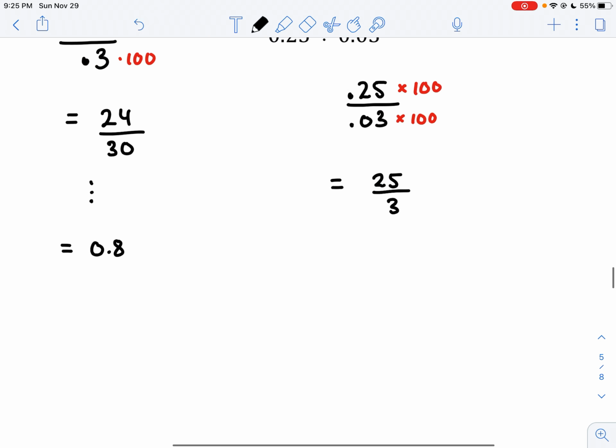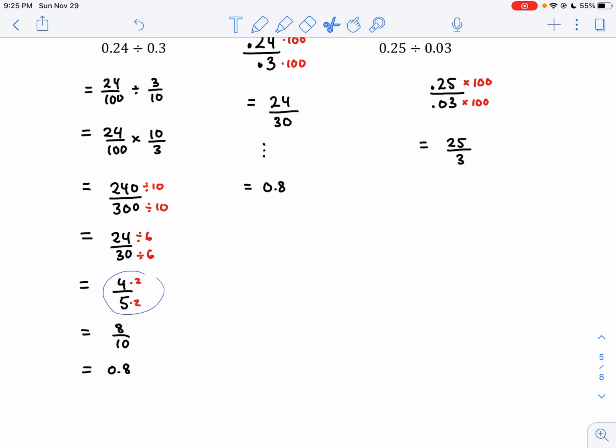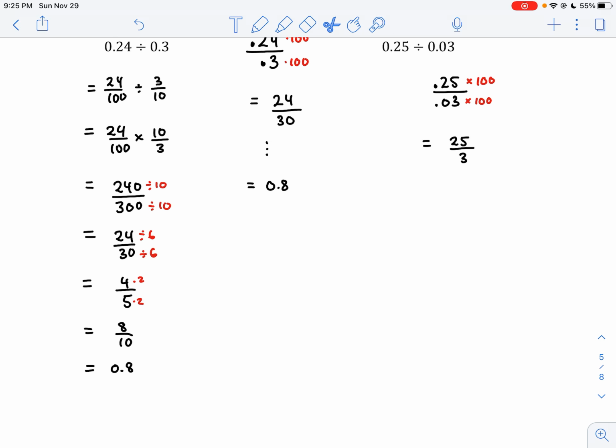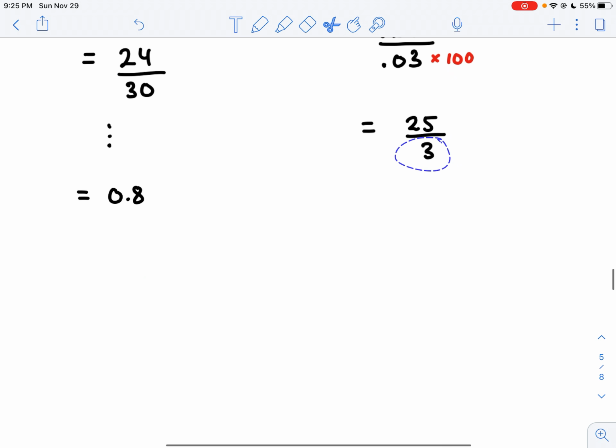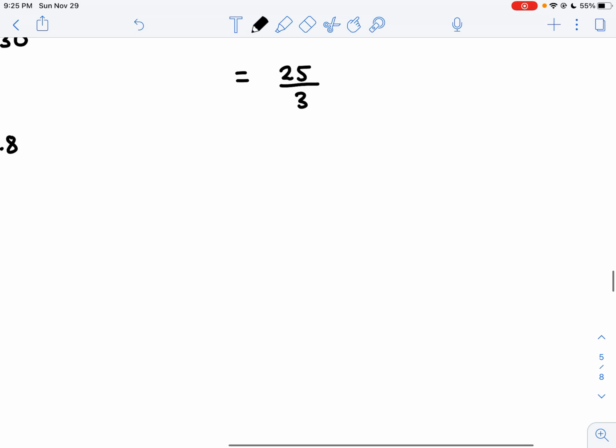Now I want to convert this back into a decimal. And I can't use the equivalent fraction approach like I did here. When I had 4/5, it was easy to scale 5 into a power of 10, just double it. But 3 is going to be relatively prime to all powers of 10. It doesn't divide into 10, 100, 1,000, etc. So the best way to do this one will be our long division approach.